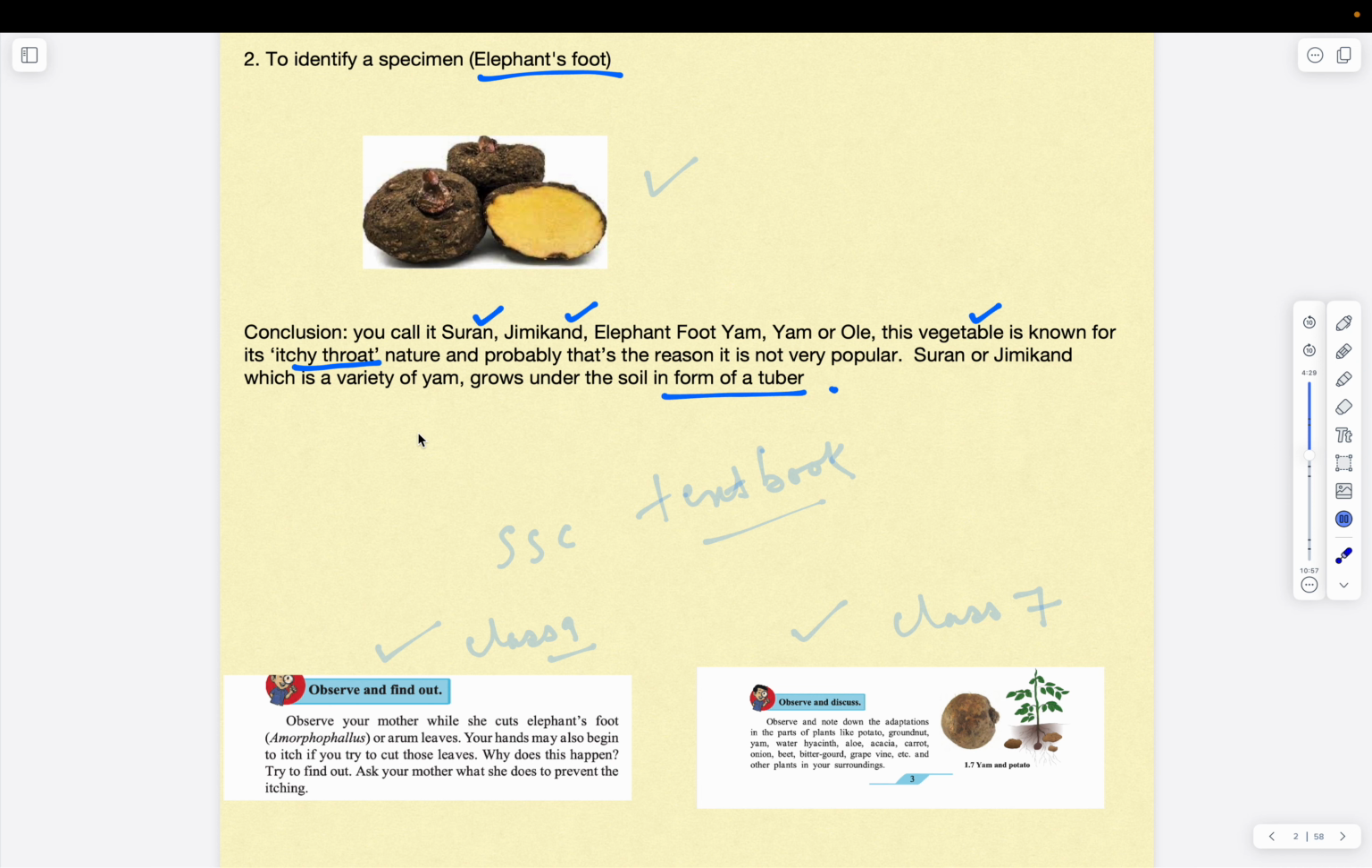Now the point is why such a question was expected and why it was there in 2023, because yam is included as an example in many of the activities in the SSC textbook, right? So I have included the screenshots. This activity is given in class 9th and this activity is given in class 7th SSC textbook, right? So such a question was expected.